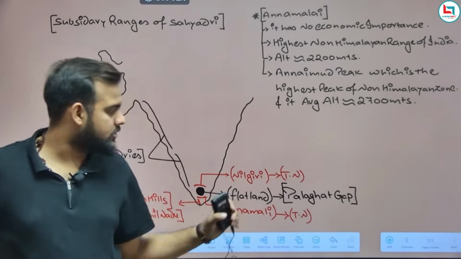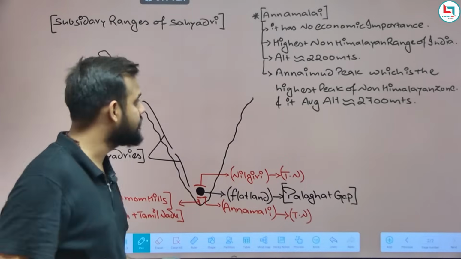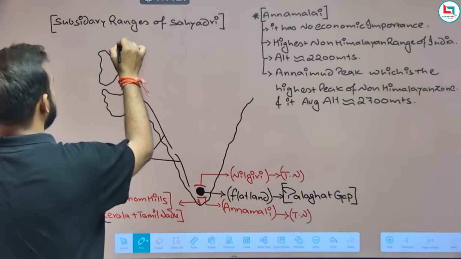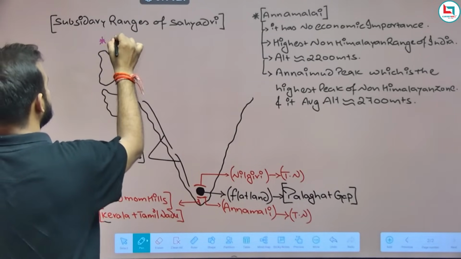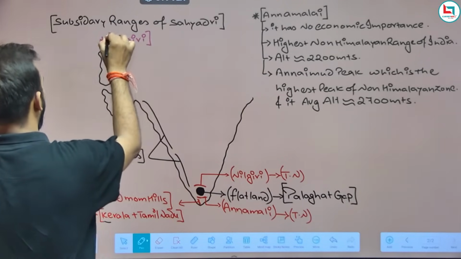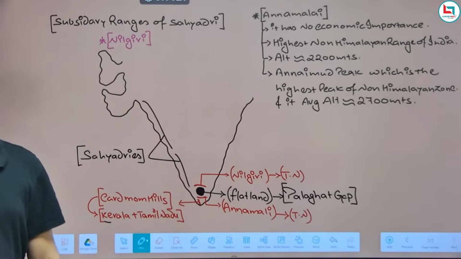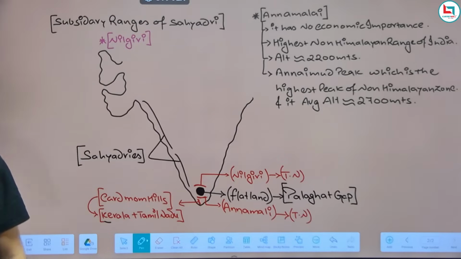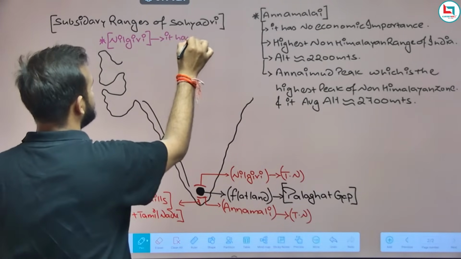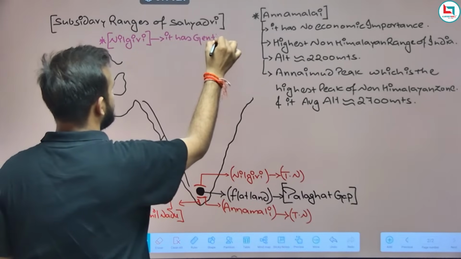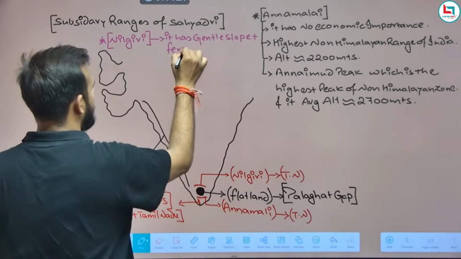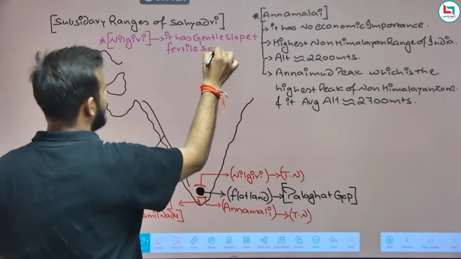After this thing, let's talk about the Nilgiri. Now, guys, when we talk about the Nilgiri, Nilgiri has gentle slope plus fertile soil.